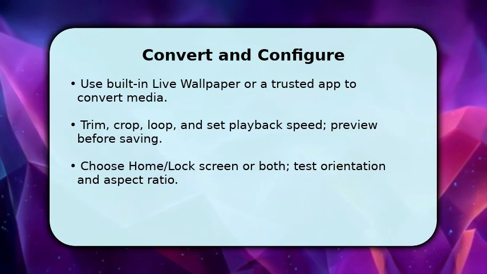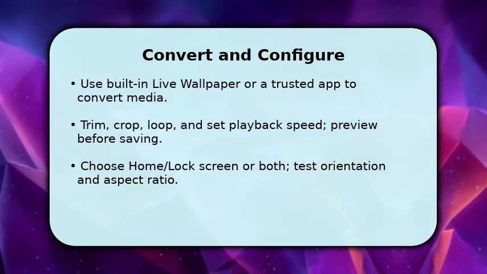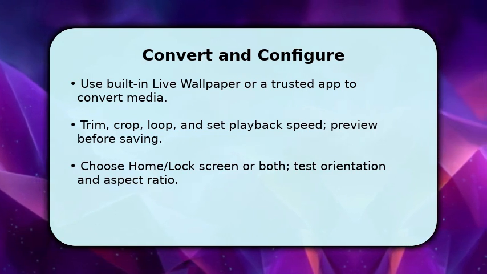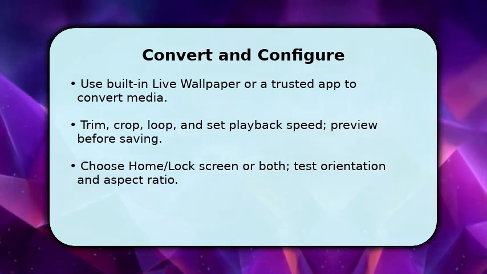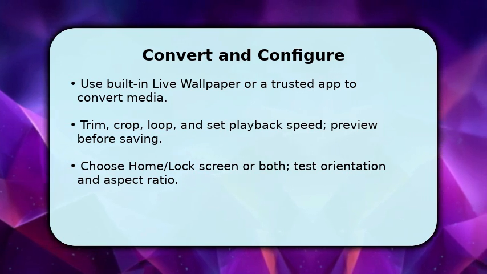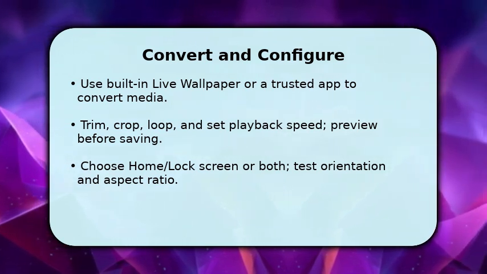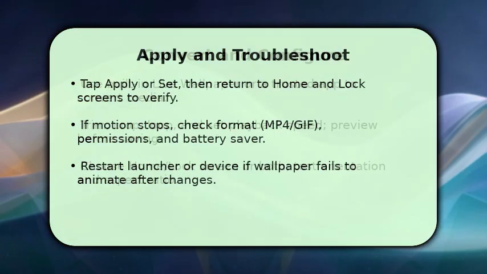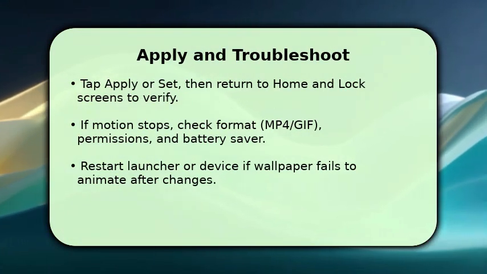Adjust loop settings and playback speed so the motion looks natural. Preview repeatedly to confirm. Once you're satisfied, pick whether it applies to home, lock screen, or both. Make sure orientation matches landscape or portrait, so icons fit, and finish by tapping Apply or Set and immediately check your home and lock screens to confirm the live effect.